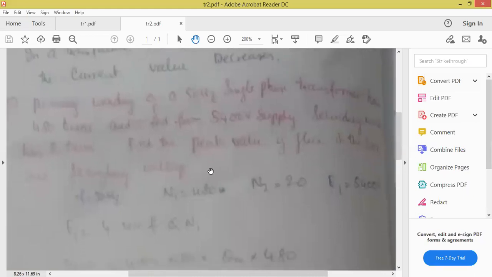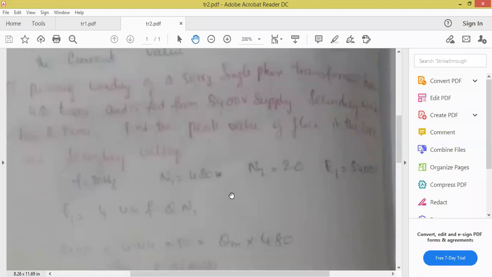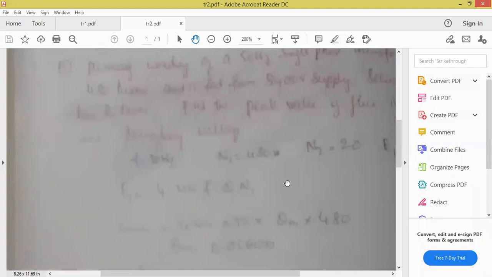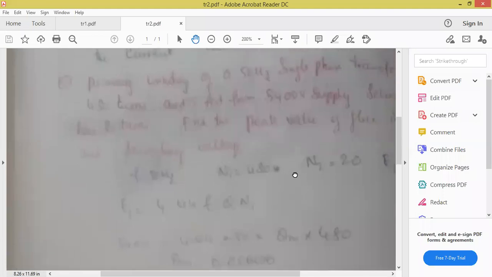First write all the given quantities. Frequency 50 hertz, N1, the number of turns in primary, 480, N2 equal to 20 turns, and E1, the primary winding voltage, 5400 volts. Then write the formula. Don't forget to write the formula. What is the formula for the transformer? E is equal to 4.44 f phi N, the general formula. Depending upon the problem, we'll write N1 with E1, and N2 with E2.